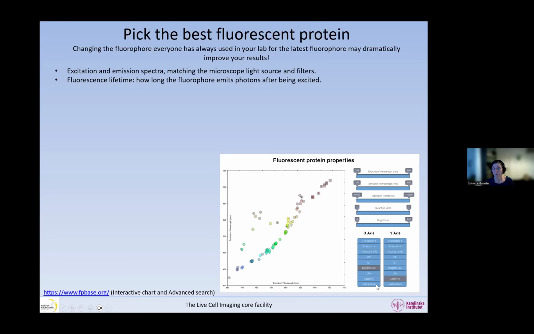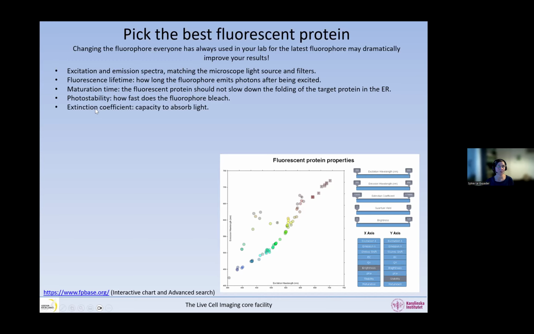How long does this fluorescent protein take to fold in the ER? If you're studying very fast processes where there's a very fast transition and turnover of the protein, you want to be careful with the maturation. Sometimes you have to be really careful with the stability, for example, the photostability or the pKa, or the brightness. So you can find the brightest proteins. So this is the maturation time. So how long does it take to fold? And also the photostability, so how easy it is to bleach it.